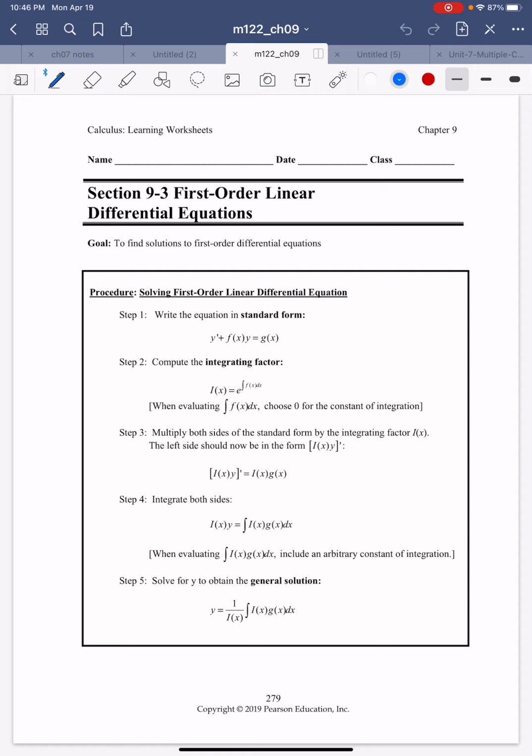Now, not all equations are separable by variable. In other words, I cannot put the x and the y on either side. So let me give you a quick example. Let's say we have an equation that looks something like this: 3xy prime plus y equals 12x squared.